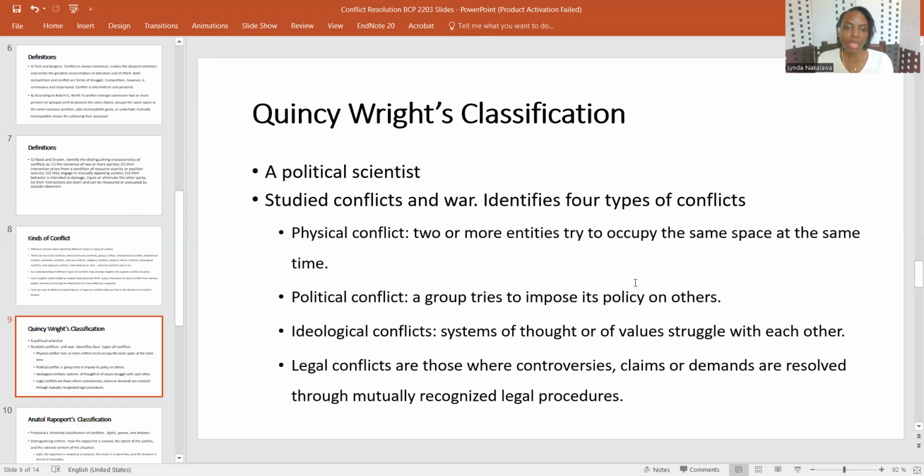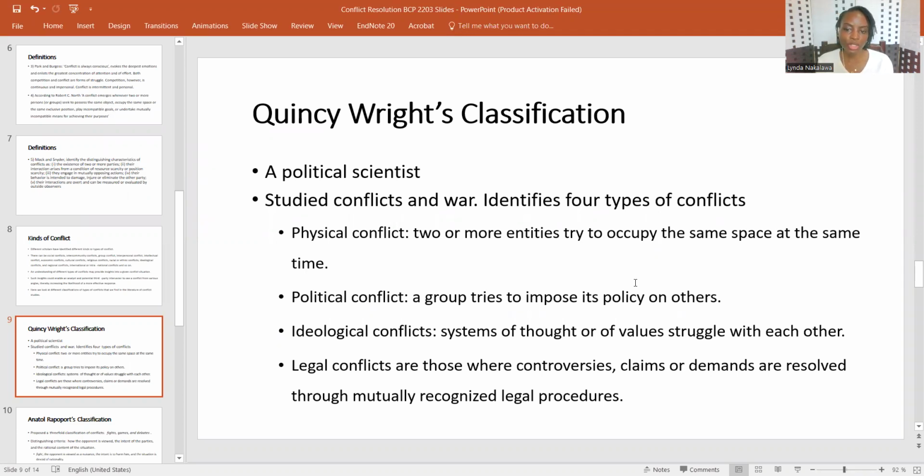He talks about political conflicts. The word political is related to the word policy. So political conflict happens when, at least according to Quincy Wright, one group tries to impose its policies on others. A political conflict might arise. And then here is a word that we might have met. The president, the fountain of honor in our country, likes this word, ideology.